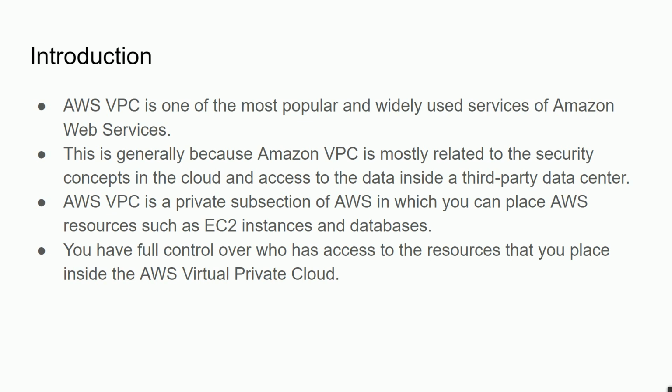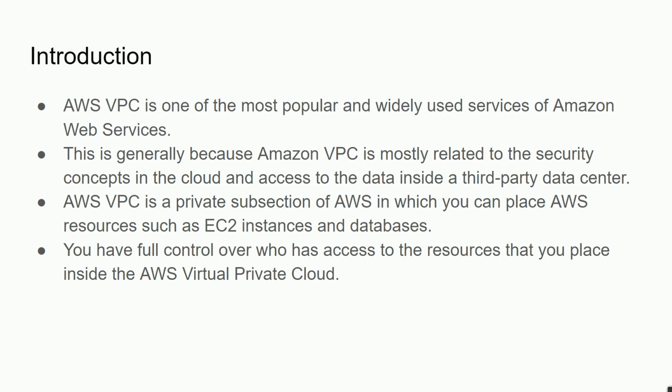So the AWS VPC is one of the most popular and widely used services of Amazon Web Services. This is generally because Amazon VPC is mostly related to the security concept in the cloud and accessing the data inside a third party data center, because we are going to set up a kind of infrastructure. If we compare with the universal or classic way of implementation, VPC is designed in such a way that we can just replicate our classic infrastructure with cloud infrastructure.